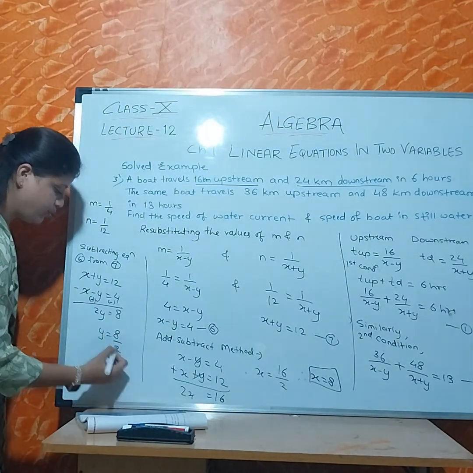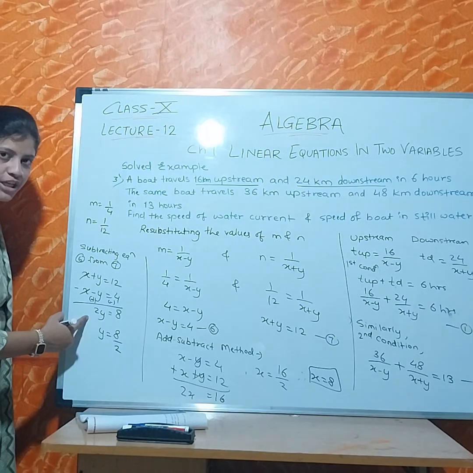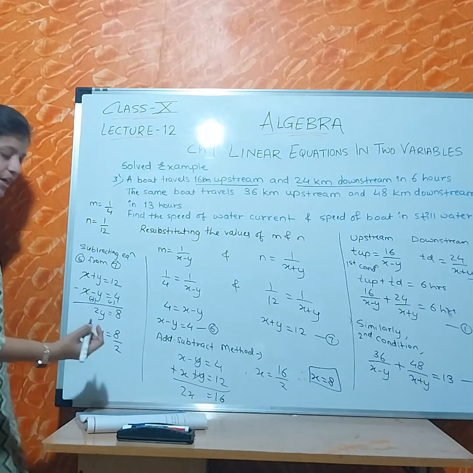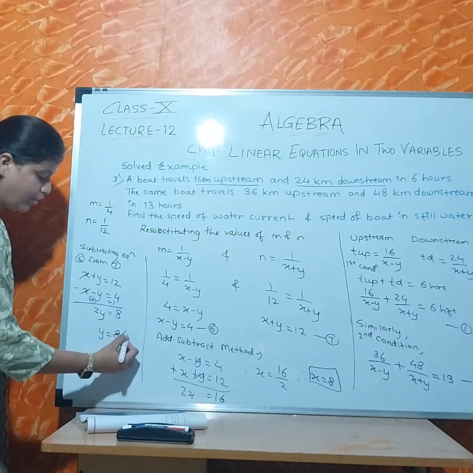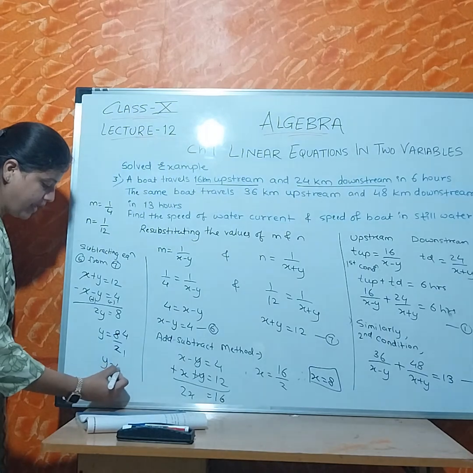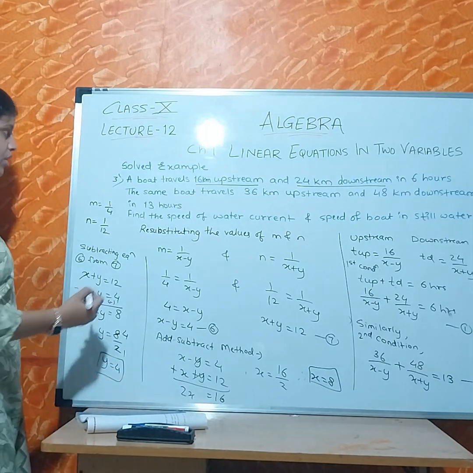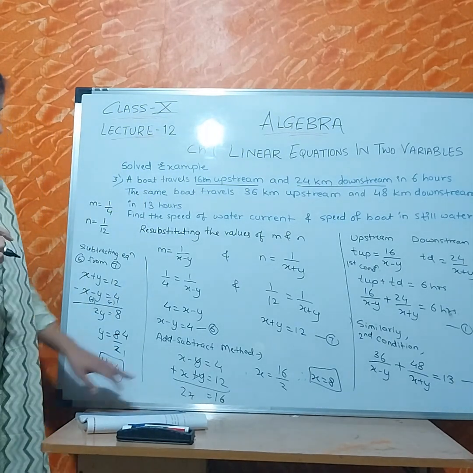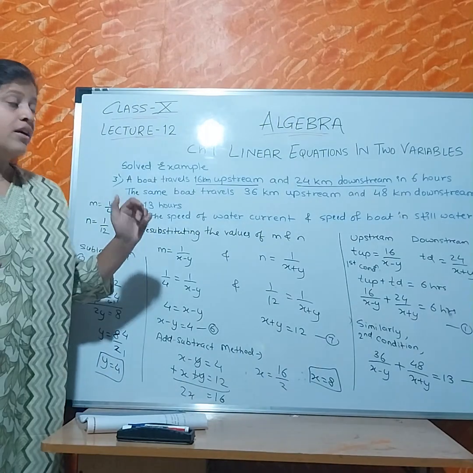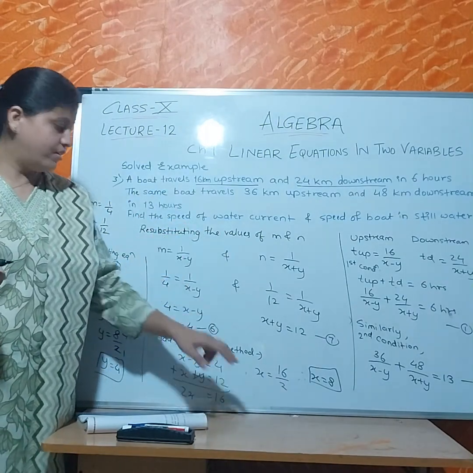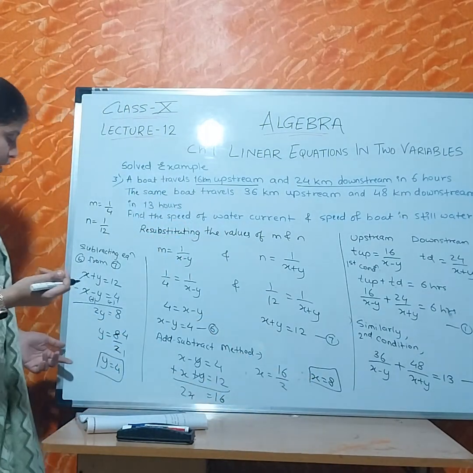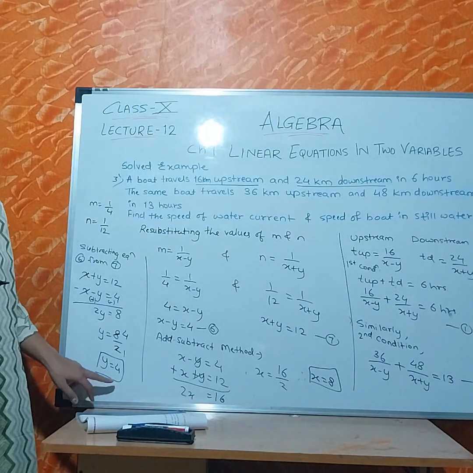8 upon 2, because this 2 here is in the multiplication form, here it will go in division form. 2 1s are 2 and 2 4s are 8. So value of y is 4. We got the values of x and y, that is 8 and 4. The speed of a boat in still water is 8 and speed of water current is 4.